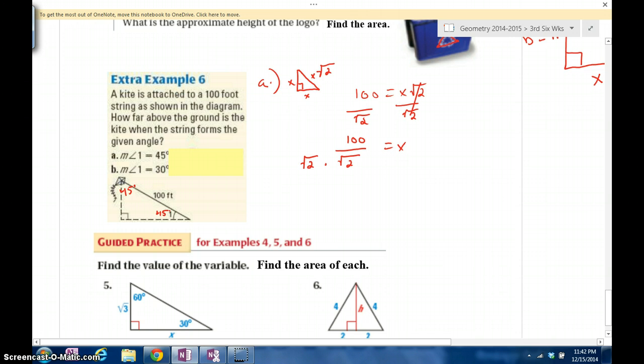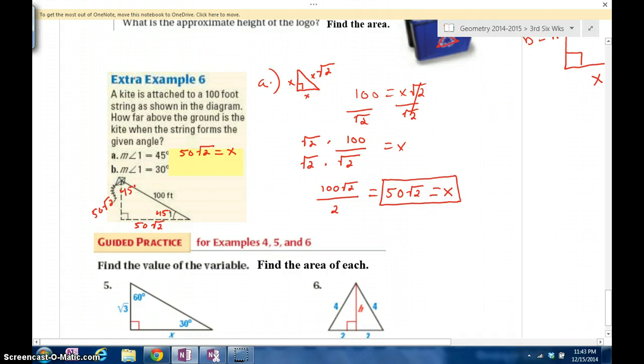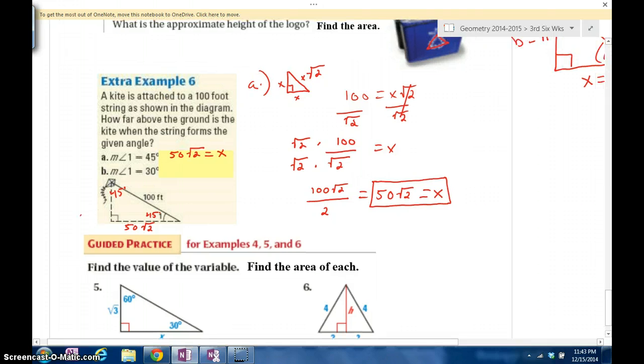Multiply by the conjugate, we cannot have a square root 2 in the denominator. So we get 100 square root 2 over 2, because square root 2 times square root 2 is 2. 2 goes into 100 50 times, so we get 50 square root of 2. That is equal to our x, our height. That equals the height for the 45 special right triangle. So just to label the side so we can see it.